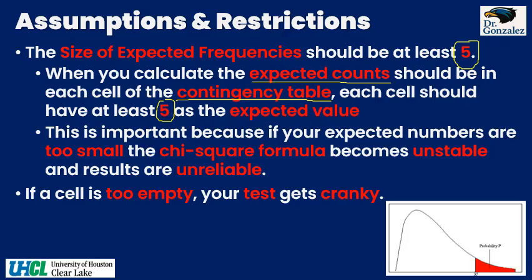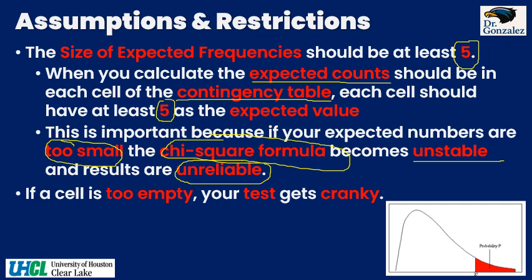So why is this important? It's because if your expected numbers are too small, the way the chi-square formula is set up, it becomes unstable. And if you continued with the test, the results you would get would be unreliable. So in other words, if a cell is too empty, your test is going to get cranky.